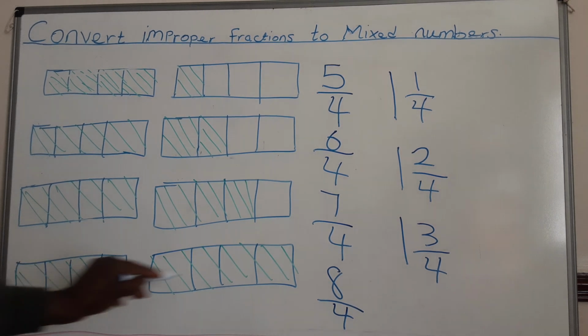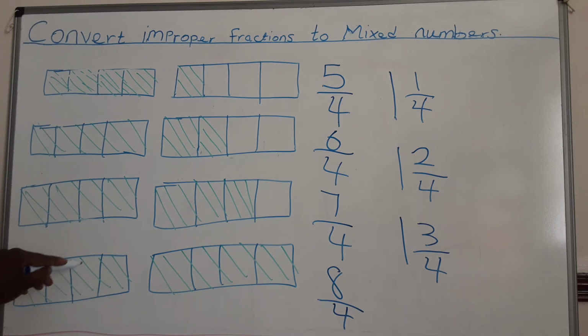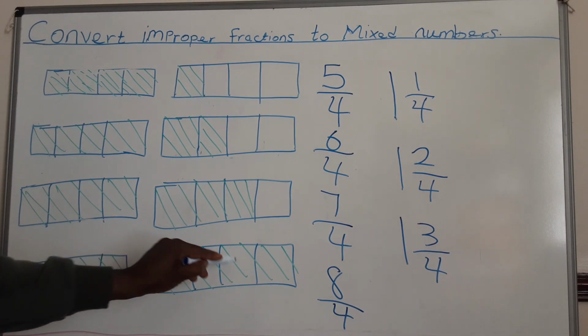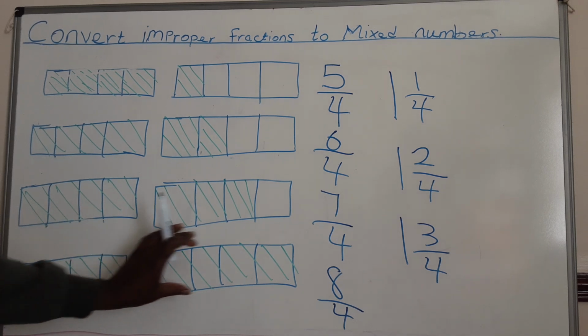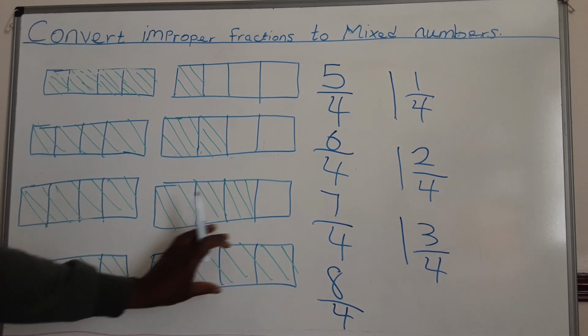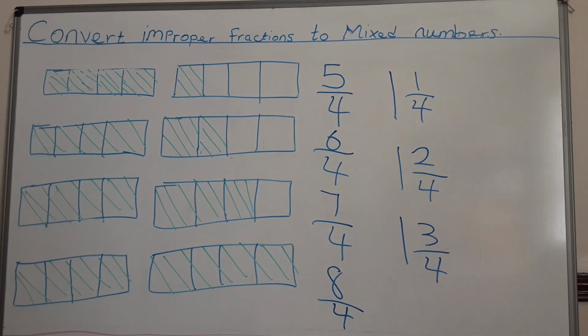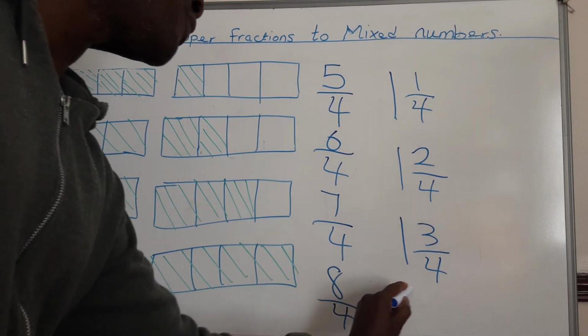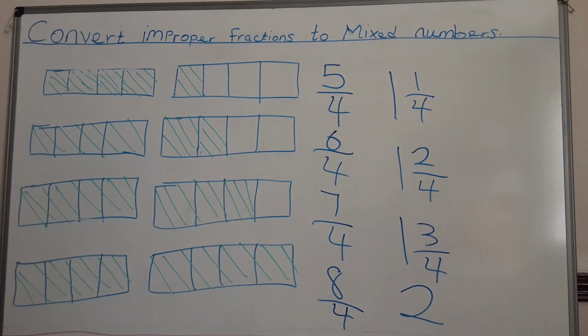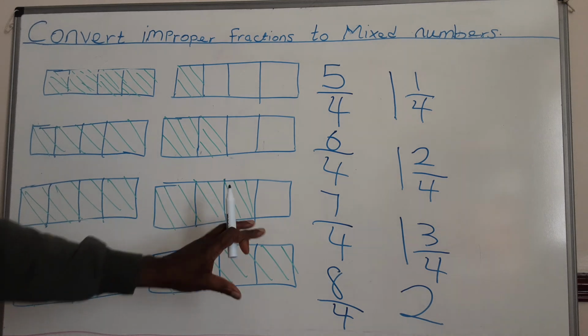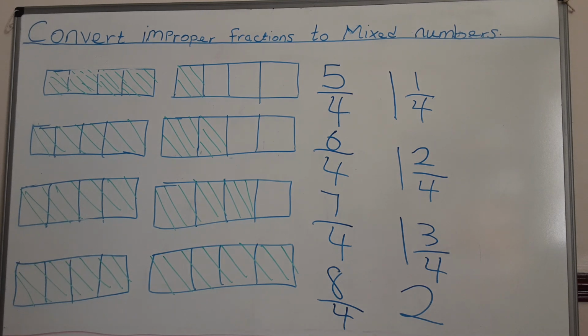We could see that 1, 2, 3, 4, 5, 6, 7, 8 is shaded, and there are 2 bars fully shaded. So this bar and this bar is shaded. So all that we have to put is 2 wholes of the bar is shaded. We don't have any fractions that is not shaded. So 2 wholes of the bar is being shaded.